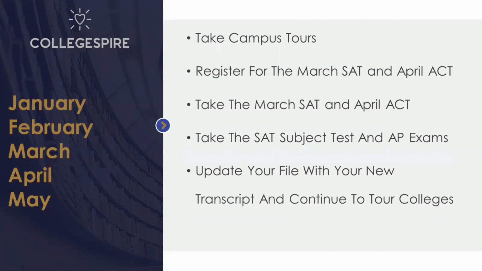This coincides with what we mentioned in the previous slide, which is trying to organize your overall testing calendar for the entire year. Next, take the March SAT and/or the April ACT. And then following that, take the SAT subject test and the AP exams. And then lastly, in May, or towards the end of spring, make sure to update your file with your new transcript and continue to tour colleges.